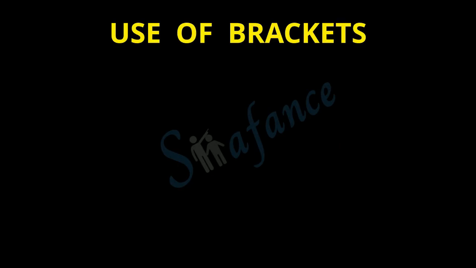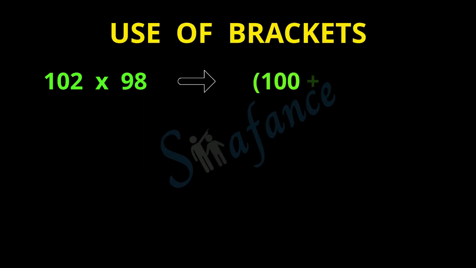Now let us see one more example. Now we have 102 multiplied by 98, which is a little difficult to solve. Let us see how we will use the brackets to solve it. 102 we can write as a bracket, inside the bracket 100 plus 2, and multiply by 98. We can write 98 as 100 minus 2 inside the bracket. Now we have two brackets, a bracket multiplied by a bracket.